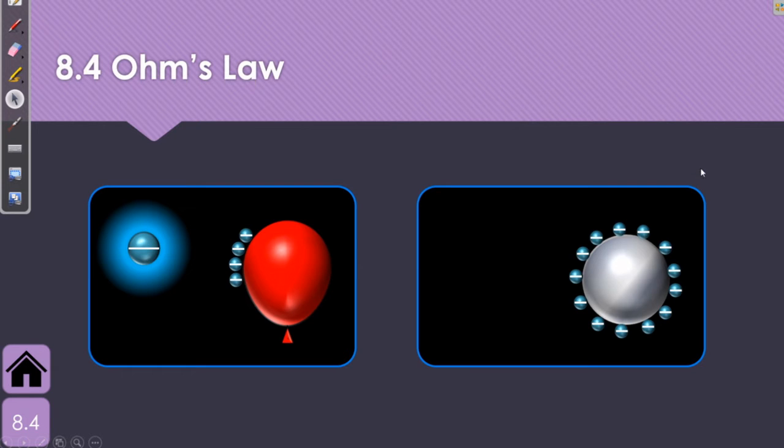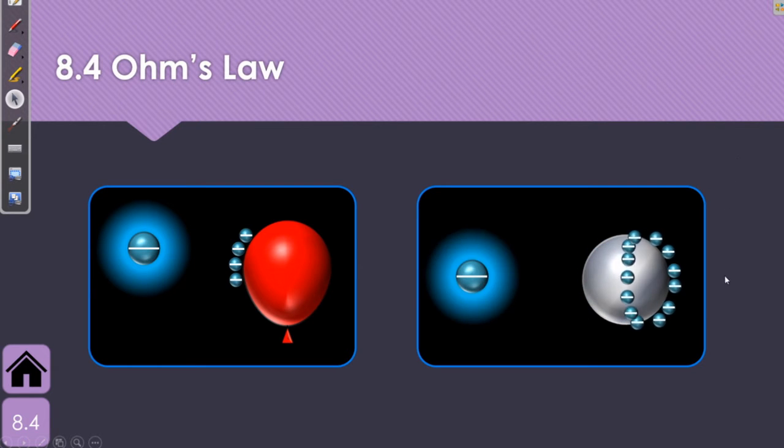But watch what happens when we bring the same negative charge close to the metal conductor. All of the negative charges on the metal are repelled by this external negative charge, and because metal is a conductor, they are all able to move freely, and so they will bunch up on the opposite side of the metal from the external negative charge.